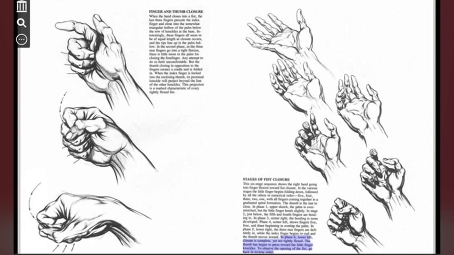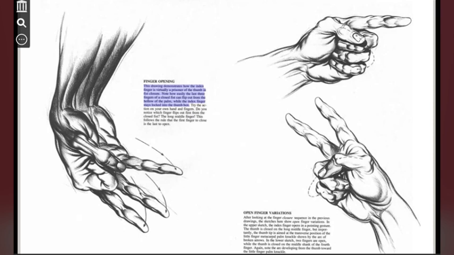This drawing demonstrates how the index finger is virtually a prisoner of the thumb in fist closure. Note how easily the last 3 fingers of a closed fist can flip out from the hollow of the palm, while the index finger stays locked into the thumb box. Try the action on your own hand and fingers. Do you notice which finger flips out first from the closed fist? The long middle finger. This follows the rule that the first finger to close is the last to open.